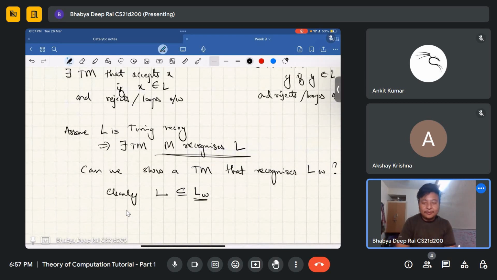L is a subset of LW. The only string that might not be in L is W. Only W may not be in L. So half of the job is already done. We already have a Turing machine M that recognizes L, so we can recognize all the strings here. We just need to go one step further and recognize whether the input is W or not.